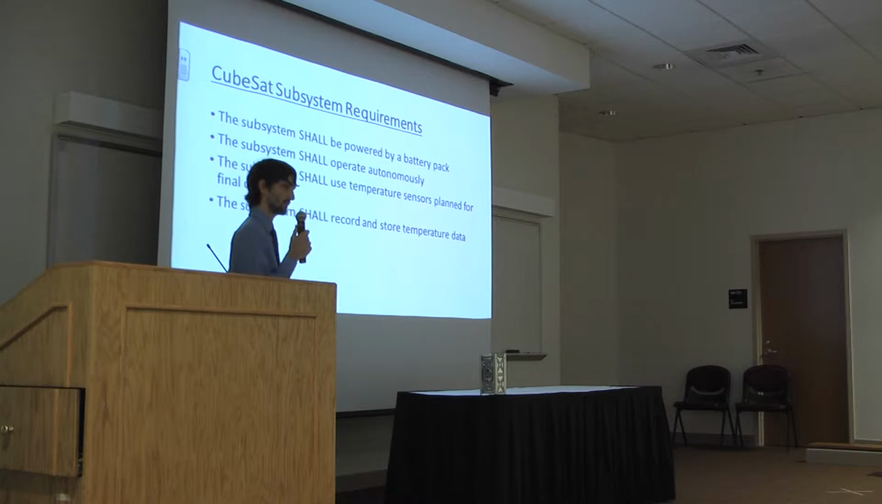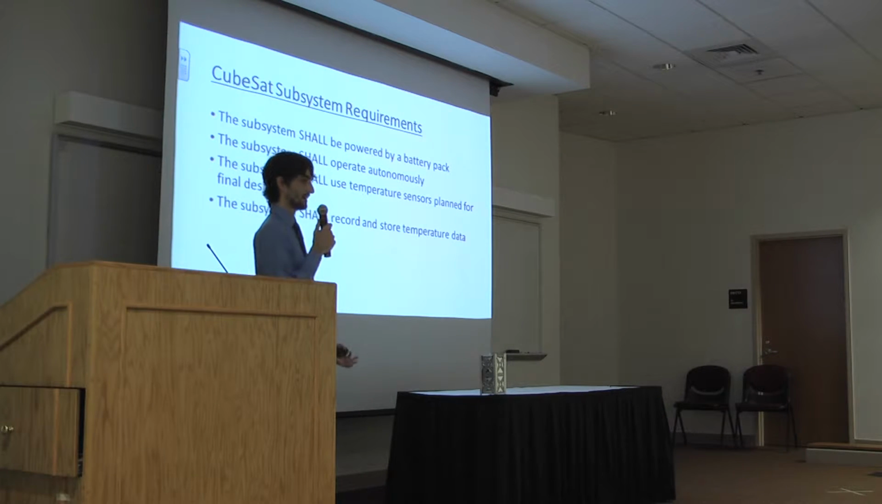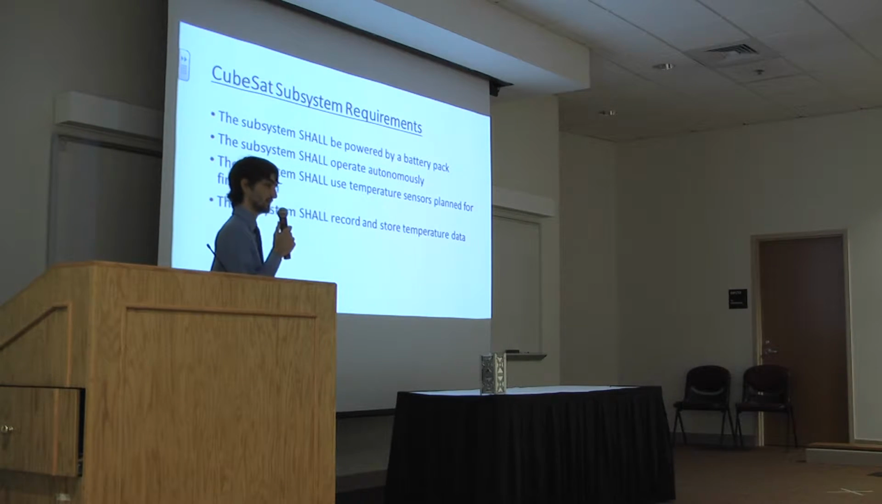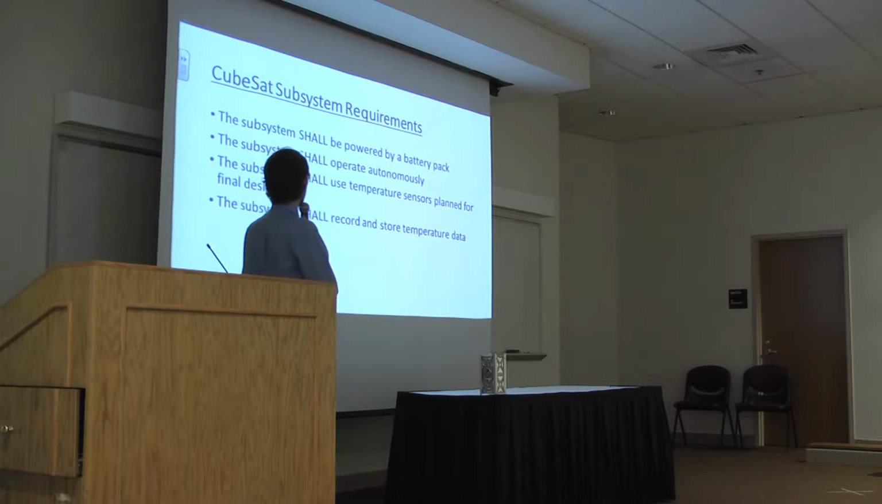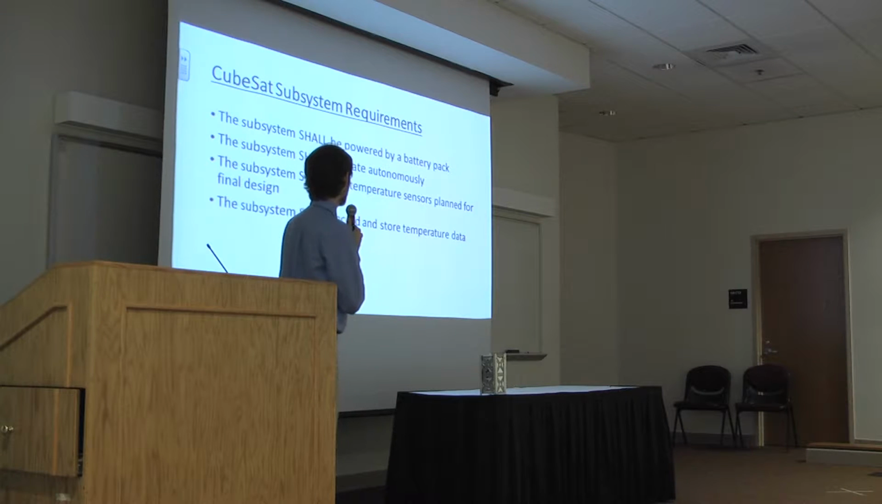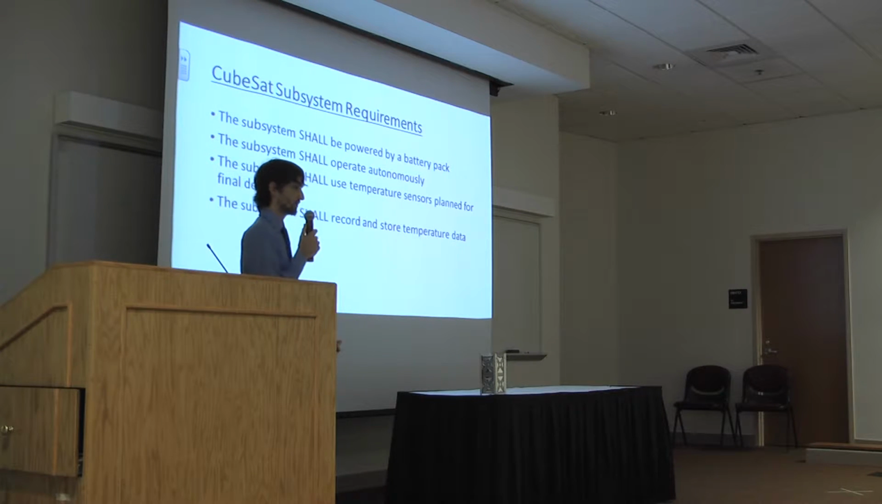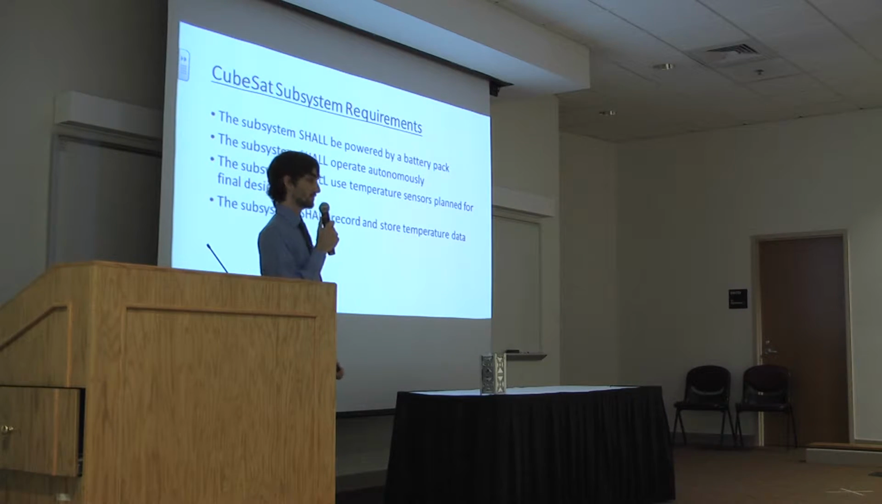And that's important for future use, because once it gets to space, you're not going to be able to do much except send it signals from Earth. The subsystem shall use temperature sensors that we are planning to implement in the final design. That's important for this prototyping process because we're just testing the parts, so it's important to use the final temperature sensors. And then the subsystem shall record and store the temperature data for evaluation.